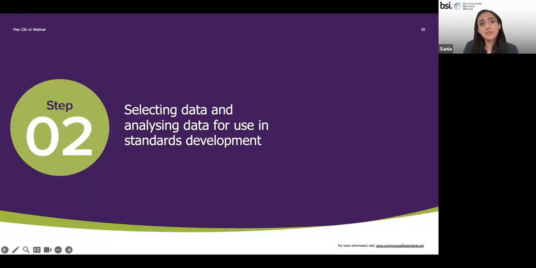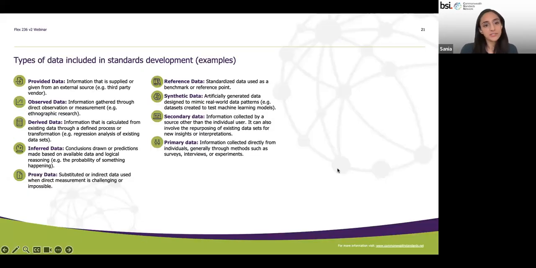So then we'll now look at the second step, which is about how to select and analyze the data used in standards making. How do we ensure that it's inclusive, debiased, and diverse in perspective also? There are a few things to cover in this section, but we'll start by looking at the types of data that can be included in the standards development process.